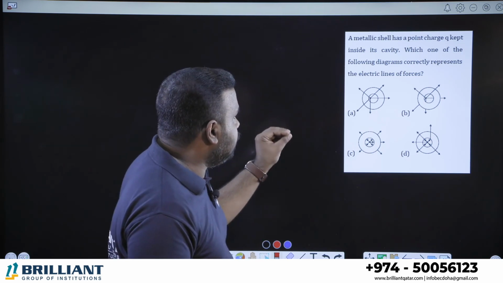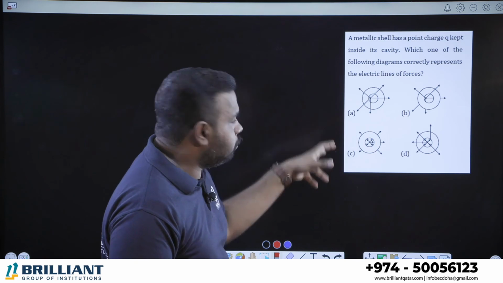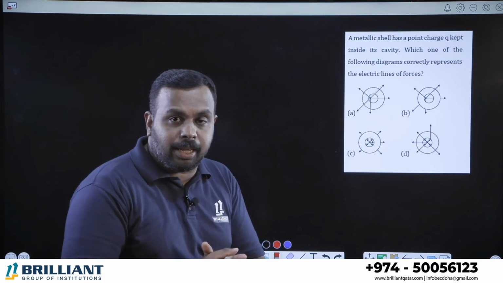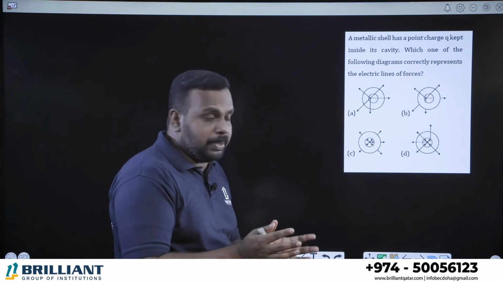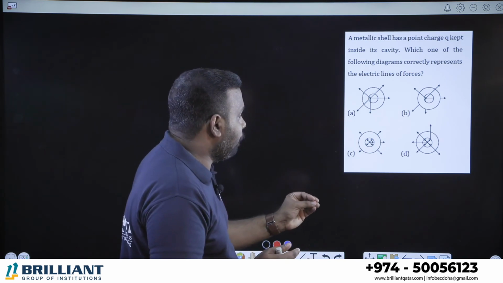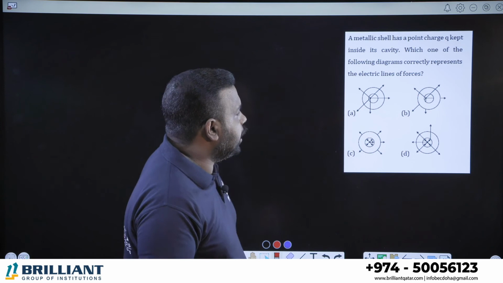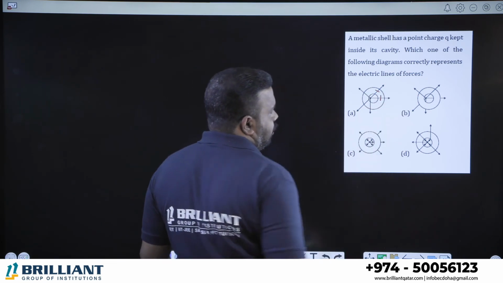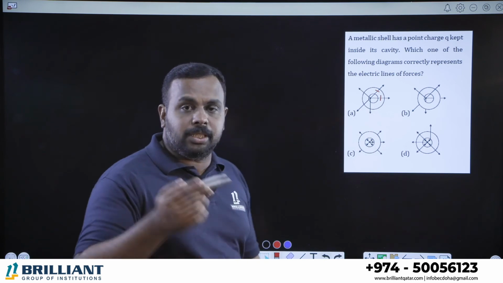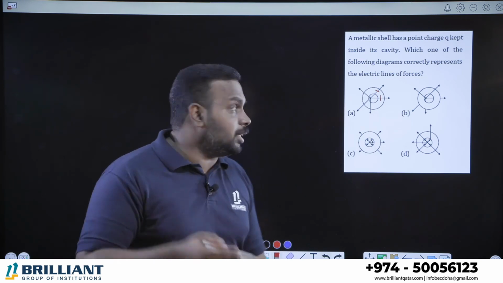There is a cavity inside a shell. So it's a solid metallic shell, and inside there is a cavity. Cavity means just like free space, so over there the field will be there. So you just look at option A. In option A, you can see some field lines are passing inside that metal shell. It is impossible because the net electric field inside a shell is equal to 0.